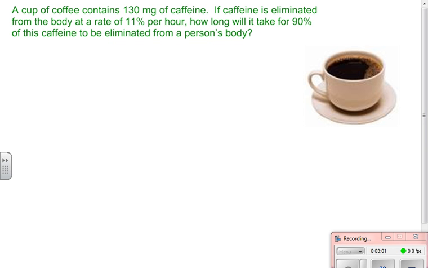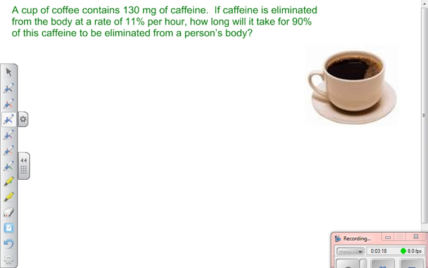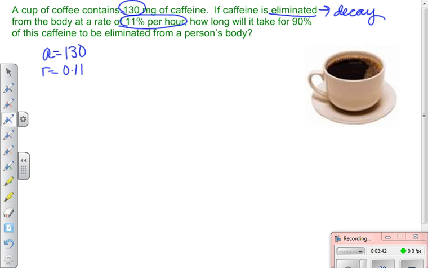My favorite example. A cup of coffee contains 130 milligrams of caffeine. If caffeine is eliminated from the body at a rate of 11% per hour, how long will it take for 90% of this caffeine to be eliminated from a person's body? Notice we're not putting any more in, so that kind of messes with our model. 130 is our initial amount. It's eliminated from the body, so this is a decay model. We are going down at a rate of 11% per hour, so r is 0.11.